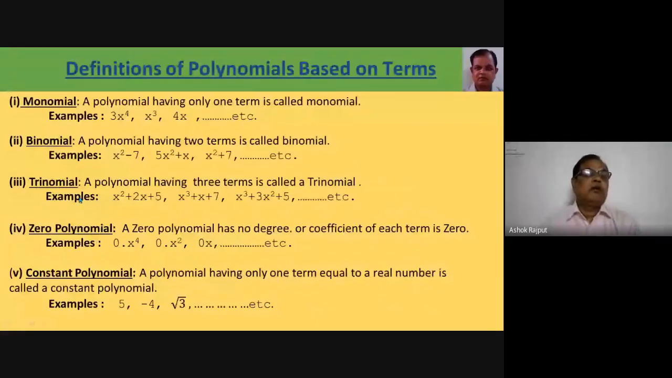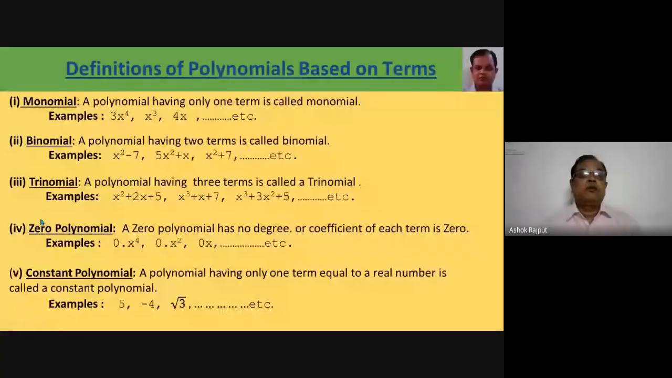Real numbers, we will write root 3, dot dot up to infinity, you can write, they are unlimited. Have you understood? There are five types of polynomials based on terms: monomial, binomial, trinomial, zero polynomial, and constant polynomial.